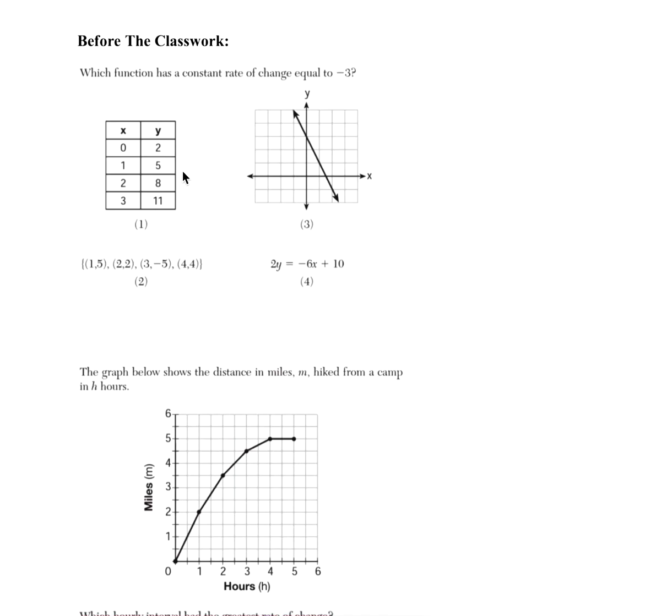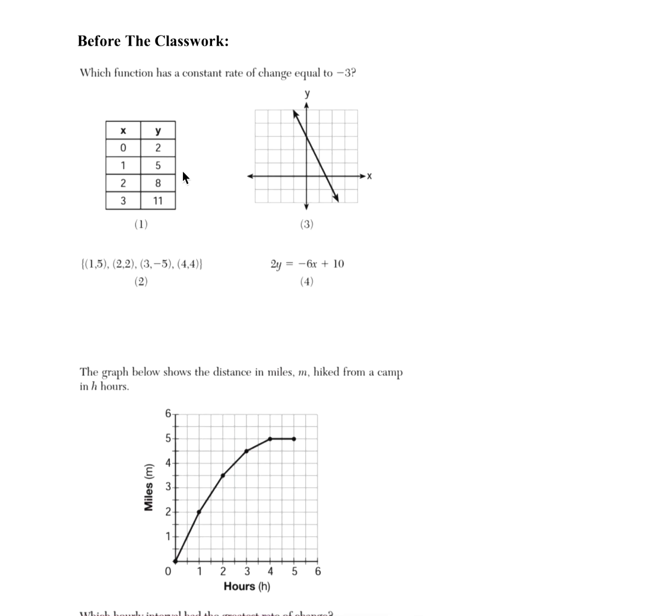So let's take a look at the first one. Which function has a constant rate of change of -3? I think a good multiple choice game plan is to always try what you think is the easier one first. I think the graph is the easiest one to find for me personally. So I'm going to look at the graph.